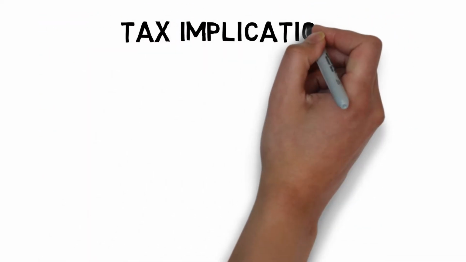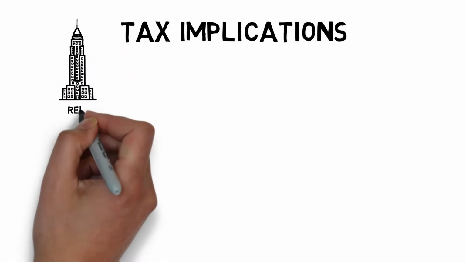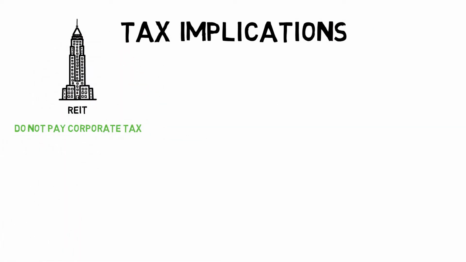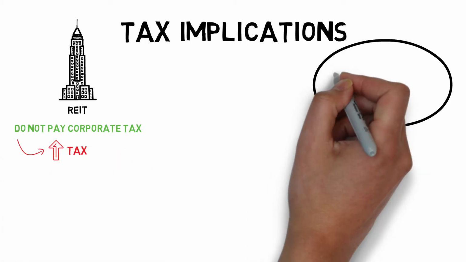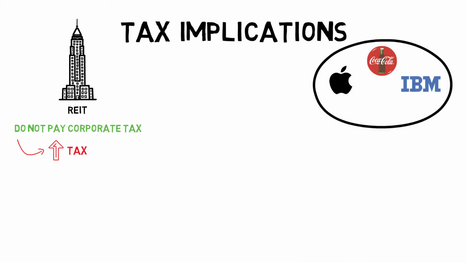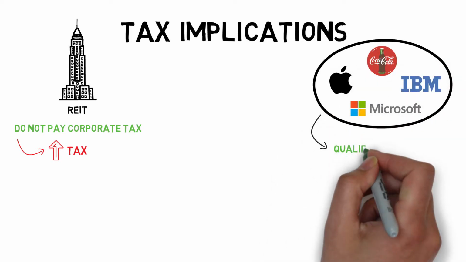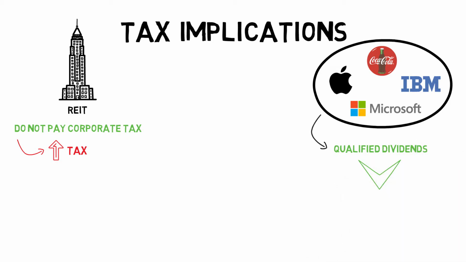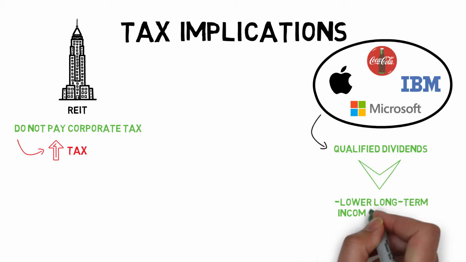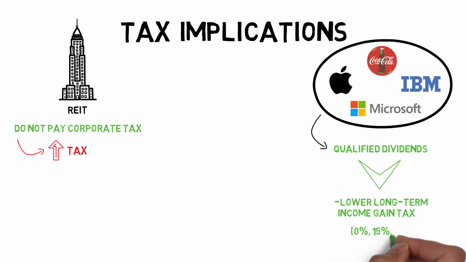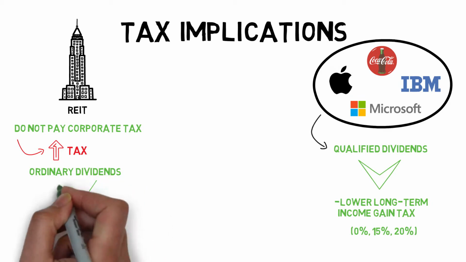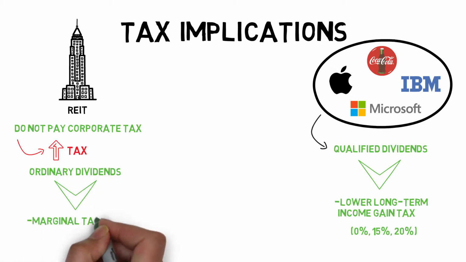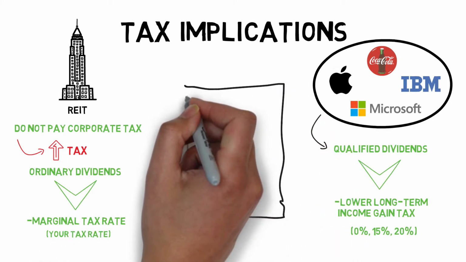As we said at the beginning, the REIT doesn't pay corporate tax. Despite being suitable for investors, it also has a bad side, which is that dividends received by REIT have more significant tax implications than dividends received by regular companies. And this happens because most of the companies that pay dividends are recognized by the IRS as qualified dividends and have a lower long-term income gain tax, as opposed to dividends received by a REIT that are classified as ordinary dividends and are taxable at your marginal tax rate, which is the tax you currently pay on your annual income.